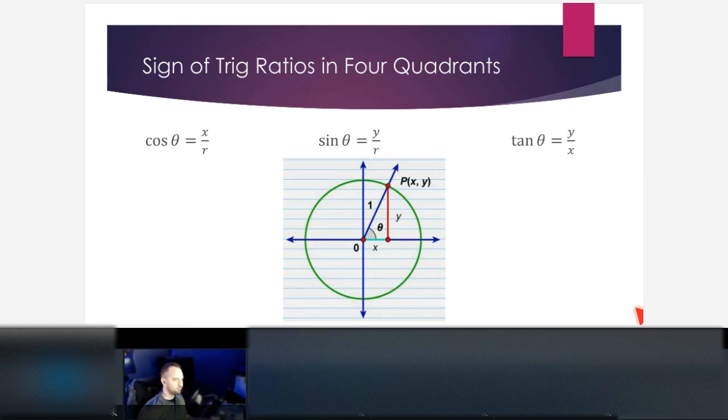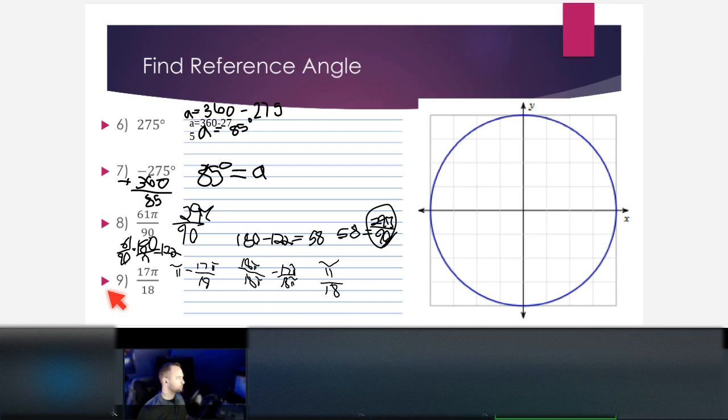Question? Can you go back to the last slide so I could explain it really quick? Sure. Okay, so for number 8, I converted it into 122 and then I got 58. How do you convert it back to where you get pi? So to go from radians to degrees, you multiply by 180 over pi. So to go back, you multiply by pi over 180.